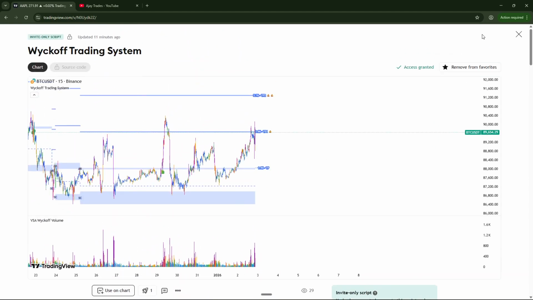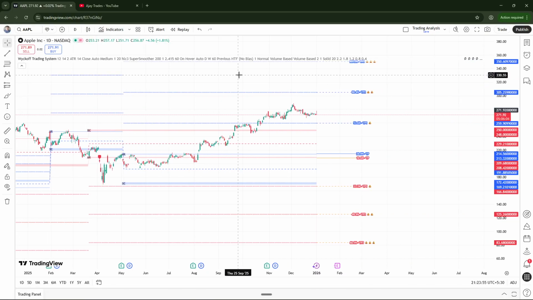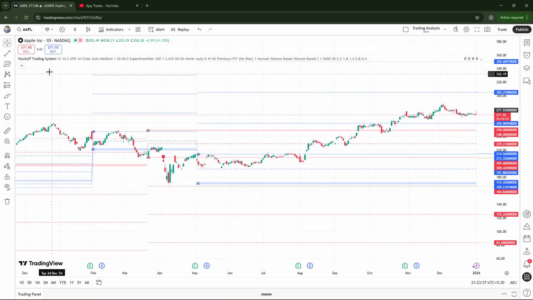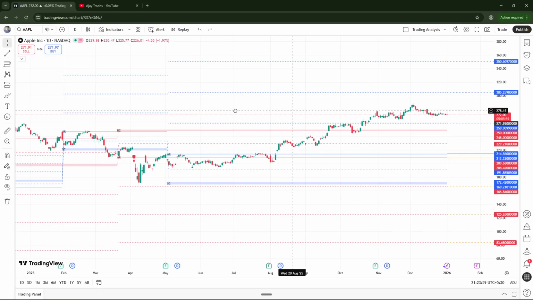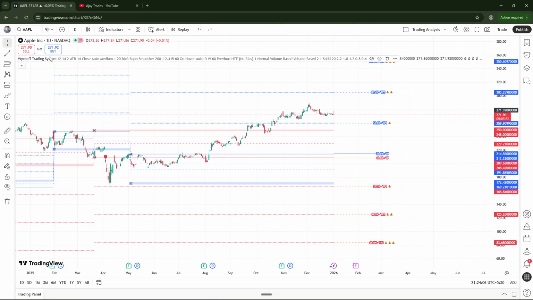What I want to do is show you the real stuff, doing the analysis in real time, and show you how to use it. After we apply this, you'll see this. Now let's do some cleaning.